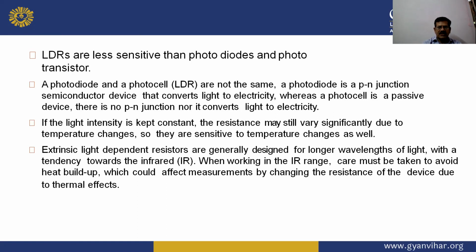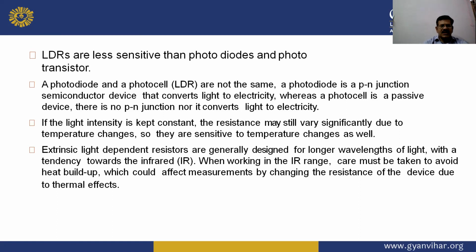Passive devices are, for example, resistance, inductance, capacitor. These are passive devices. So an example of a passive device is the LDR, light dependent resistor. There is no PN junction formation and it does not convert light to electricity, whereas the photodiode has a PN junction semiconductor that converts light into electricity. So this is the basic difference between the LDR and photodiodes.